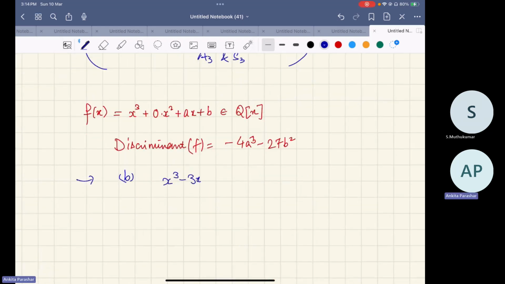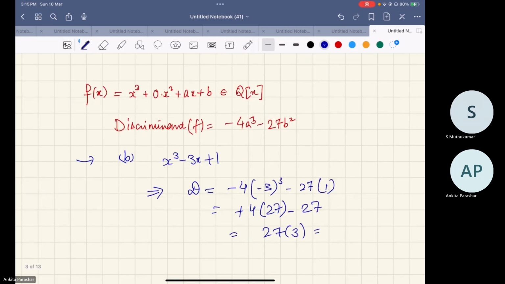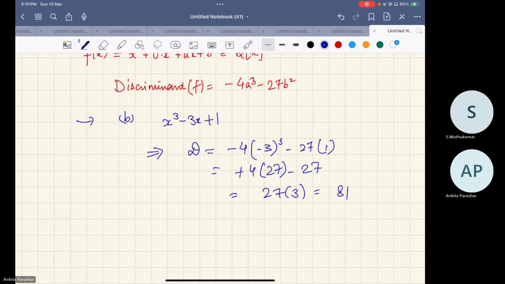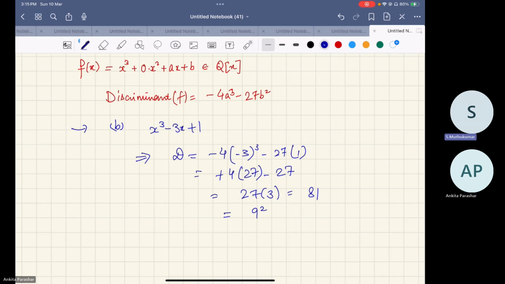Just a moment. Minus 27 into 1 squared, which is 3 times 27, is 81. So delta is equal to 9. This is what the discriminant is, right? Yes. All right, so it is a square.